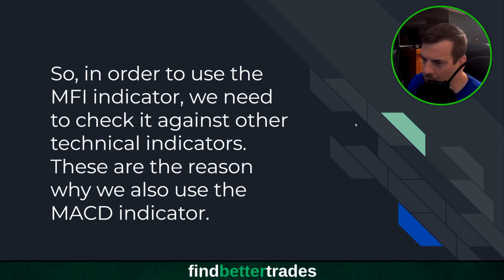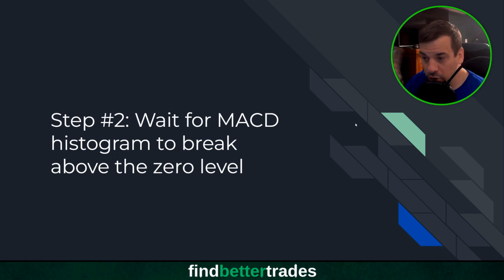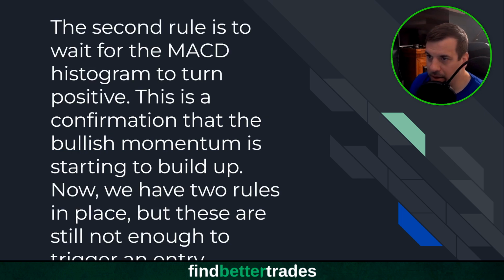And there's a reason why we're also using the MACD. So we've got number 1, the MFI is below 20. Number 2, wait for the MACD histogram to break above the 0 level. I'm going to show you that. The second rule is to wait for the MACD histogram to turn positive. This is a confirmation that the bullish momentum is starting to build up.